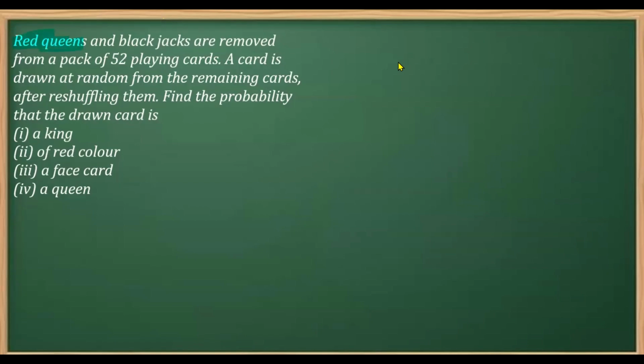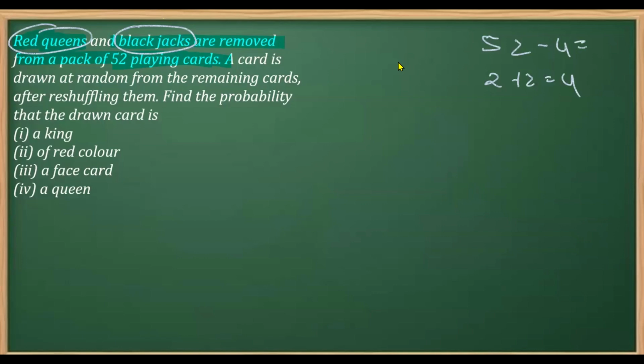The fourth question is: red queens and black jacks are removed from 52 playing cards. So out of these 52 cards, what are removed? A red queen. There are four queens and two of them are red, right? So two, and black jacks. How many jacks are there? Four jacks are there, out of which two of them are black. So altogether, four cards are removed. So we can say 52 minus 4, we are left with how much? 48. Yeah, it should be 48.